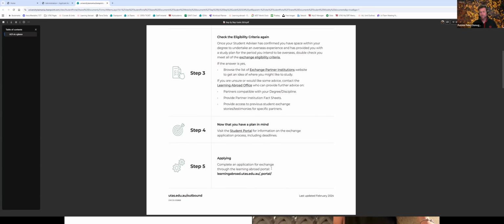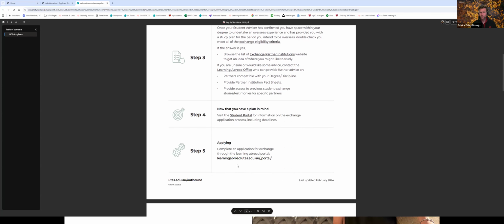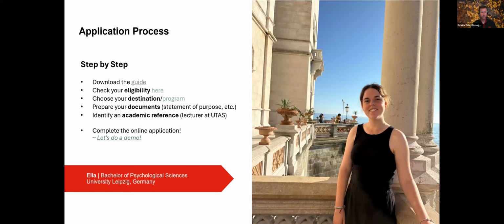And then applying. If you've done steps 1, 2, 3, 4, you are ready to apply. Nice one. All right, back to the presentation. So the guide, good. Check the eligibility, important. And then choosing your destination.